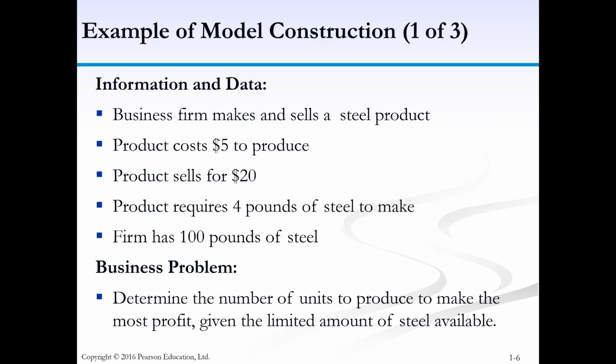Okay, let's look at an example of model construction. Let's say we have information and data. A business firm makes and sells a steel product. The product costs $5 to produce, sells for $20, and requires 4 pounds of steel to make. The firm has 100 pounds of steel. So this data or observation is the first step we talked about in the process. Then we define the problem: determine the number of units to produce to make the most profit, given the limited amount of steel available.